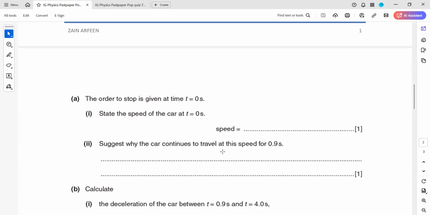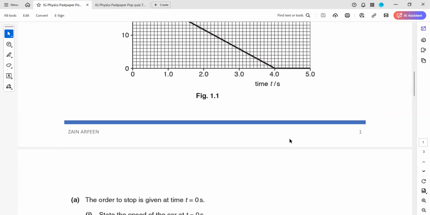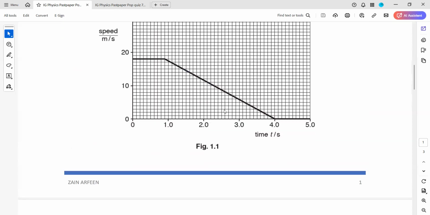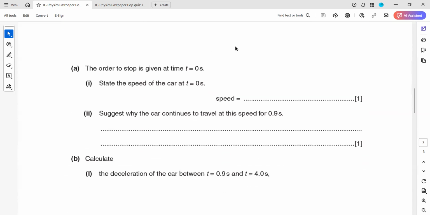Suggest why the car continued to travel at this speed for 0.9 seconds. So what could be the reason for that? You can use your mic or chat. The driver takes time to react, or reaction time.